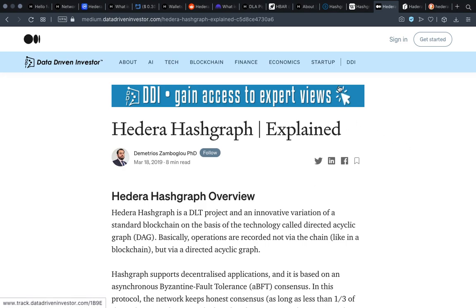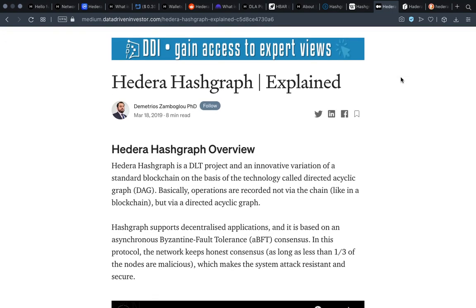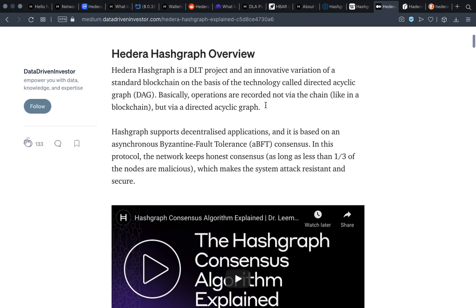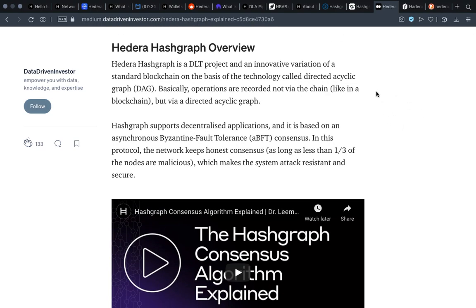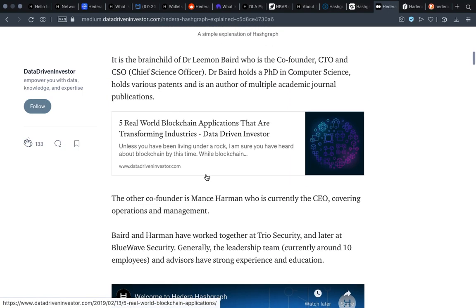Now we will look at some of Hedera Hashgraph's details on how it was founded and a little bit more of an overview on how the technology works. So Hedera Hashgraph is a DLT project and an innovative variation of the standard blockchain on the basis of the technology called Directed Acyclic Graph, DAG. Basically, operations are recorded not via the chain like in blockchain, but via a directed acyclic graph. A hashgraph supports decentralized applications, and it is based on an asynchronous Byzantine fault tolerance consensus, ABFT consensus. In this protocol, the network keeps honest consensus as long as less than a third of the nodes are malicious, which makes the system attack resistant and secure.